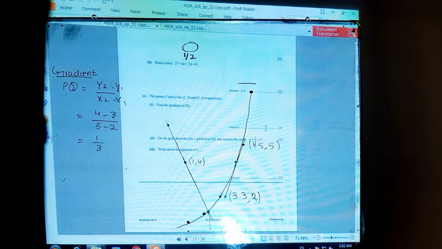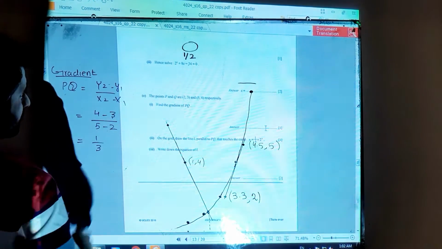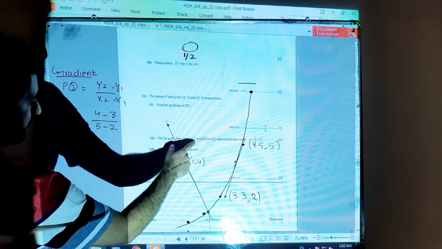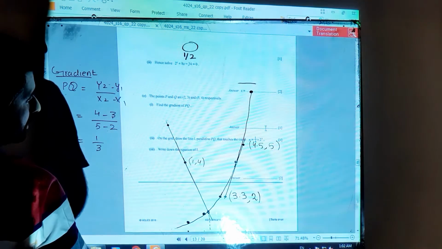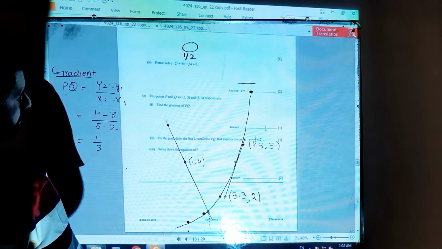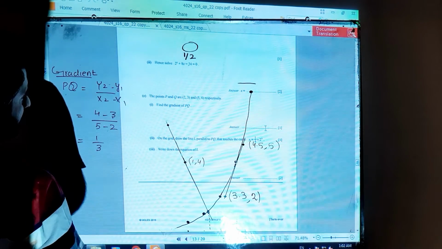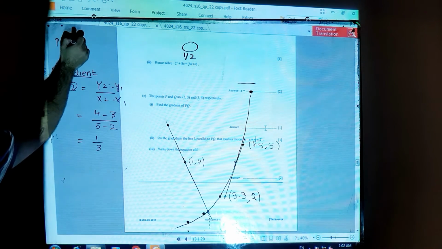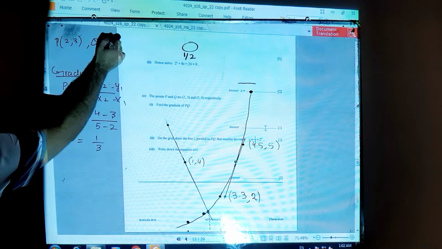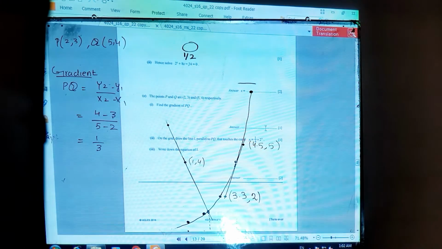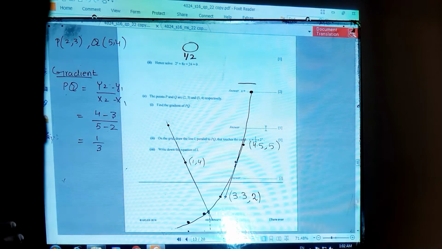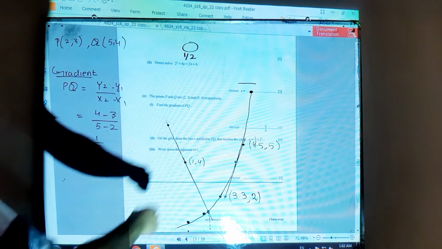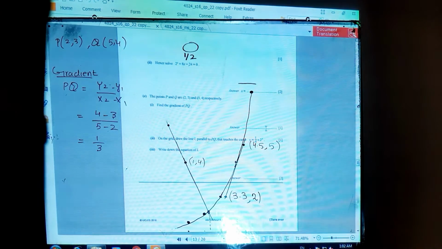Then in part number 2, on the grid that is given, draw the line L parallel to PQ that touches the curve. Okay, that is quite simple. So let me write the coordinates of P, that is (2, 3), and coordinates of Q, (5, 4). Now first of all draw PQ, and then we will draw line L parallel to PQ that touches the curve.